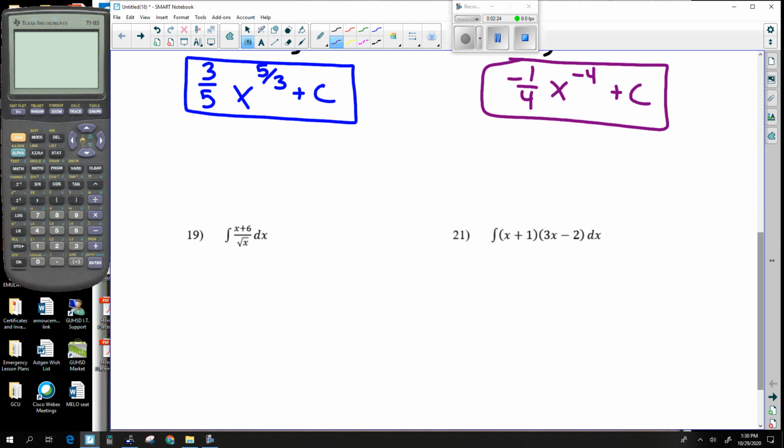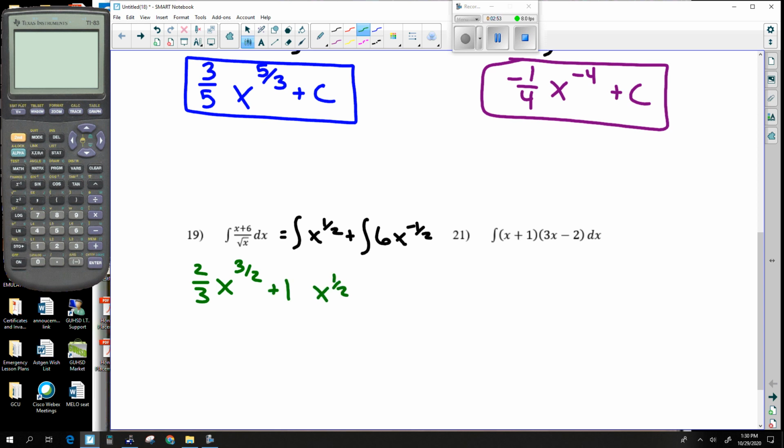Here I can separate numerators. So this is x over square root of x, so that's x to the 1/2, plus 6 x to the -1/2. There should be dx's in there, but you get the idea. So x to the 1/2 is 3 over 2. And then x to the positive 1/2, flip it. That means multiply by 2, which is going to be 12.